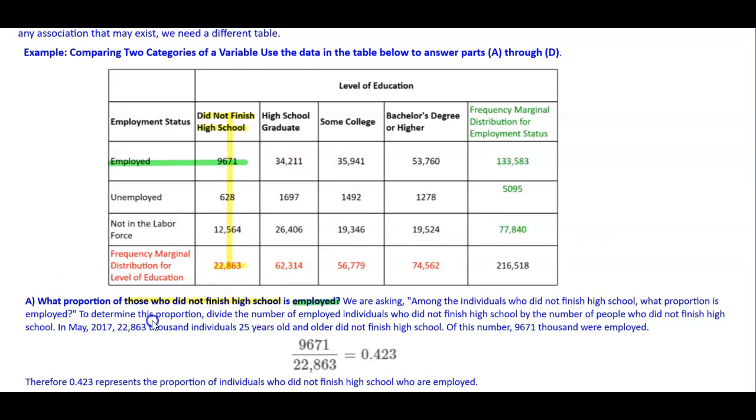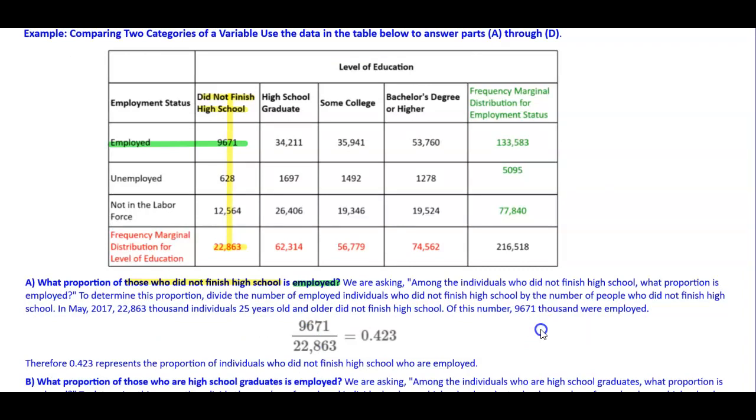To determine this proportion, we divide the number of employed individuals who did not finish high school, which is 9,671, by the number of people who did not finish high school, which was 22,863 individuals that are 25 years and older. So we take 9,671 and divide it by the total in that column, which gives us 0.423. Therefore, 0.423 represents the proportion of individuals who did not finish high school who are employed.